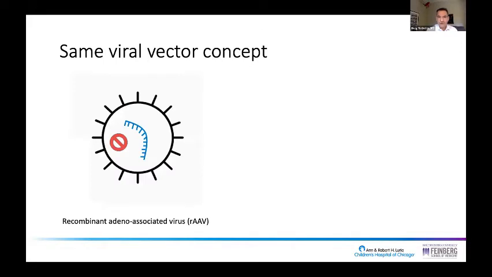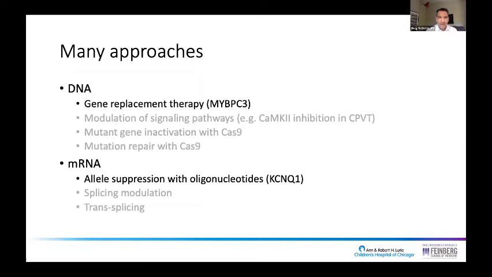This is gene therapy for dominant negatives. It's the same viral vector concept. In this case, what they're delivering is both the ability to knock out the abnormal and normal genes in the cell, but also a way to supplement it with a replacement totally normal gene. I've talked about in this talk 2 approaches, both a DNA and an RNA approach for replacement therapy, that was MYBPC3. I talked about allele suppression and gene replacement therapy for KCNQ1.